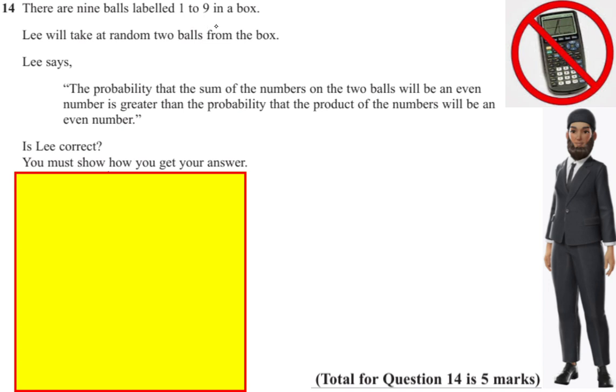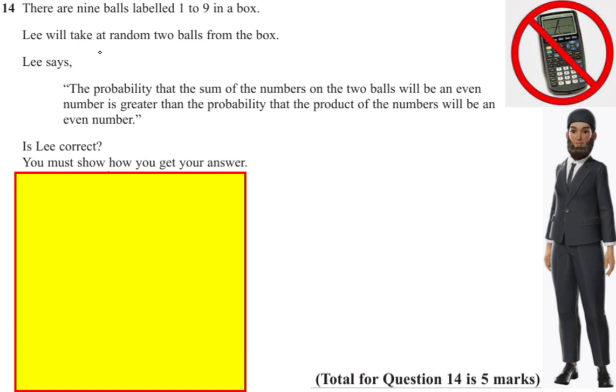There are 9 balls labelled 1 to 9 in a box. Lee will take at random 2 balls from the box. Lee says the probability that the sum of the numbers on the 2 balls will be an even number is greater than the probability that the product of the numbers will be an even number. Is Lee correct? You must show how you get your answer.